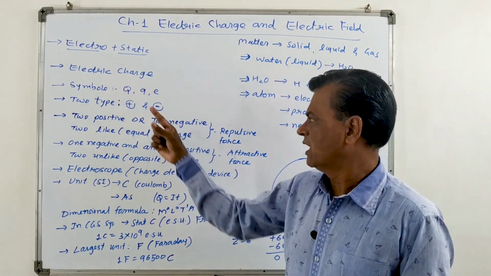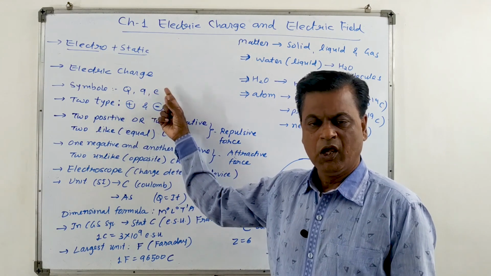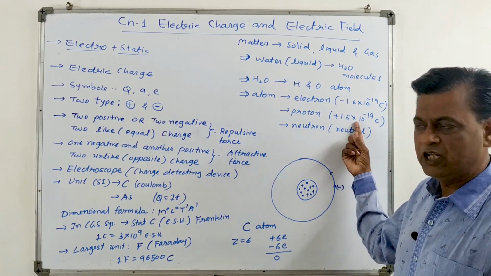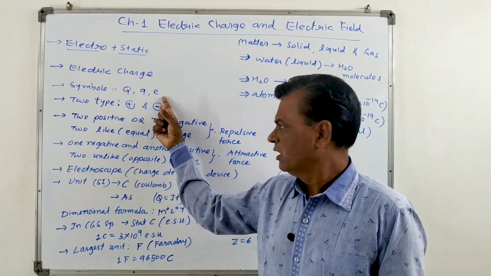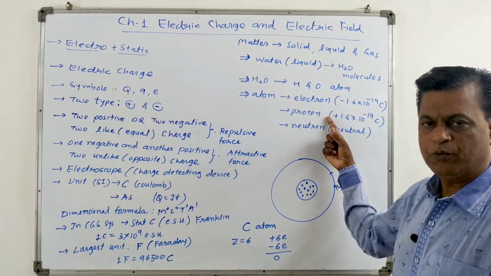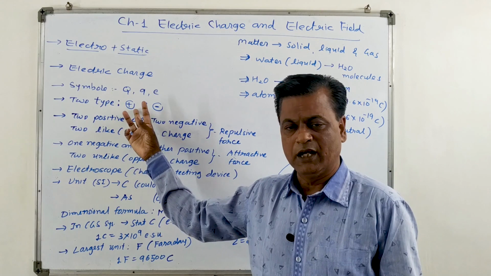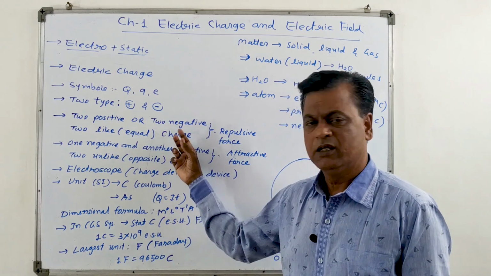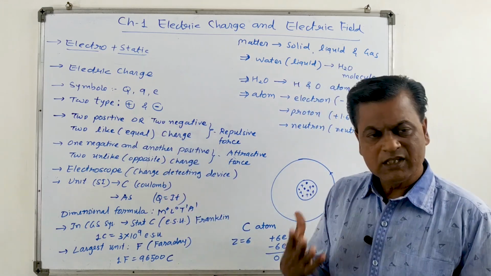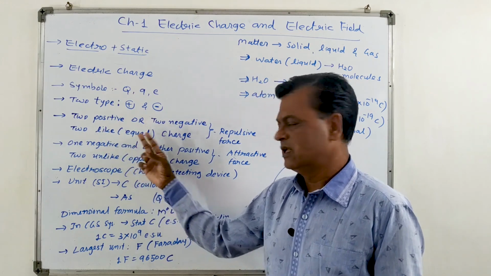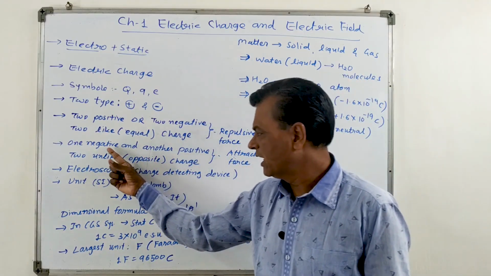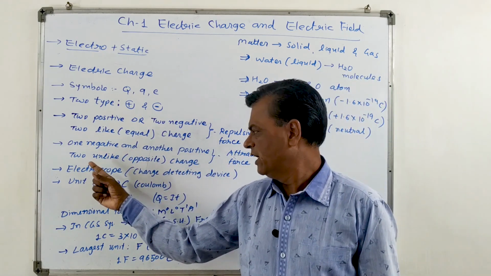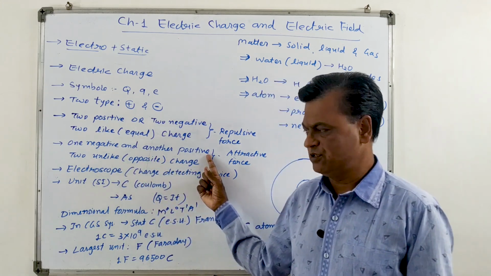Symbolic letters of electric charge are capital Q, small q and small e. When value of charge is equal to 1.6 into 10 raised to minus 19 coulomb, then it is denoted by small e. Now electron possesses negative charge, proton possesses positive charge. So types of charge are 2: positive charge and negative charge. Now 2 positive charges or 2 negative charges repel each other. We can say that 2 unlike or equal charges repel each other. Now one negative charge and another positive charge attract each other. So it is said that 2 unlike or opposite charges attract each other.